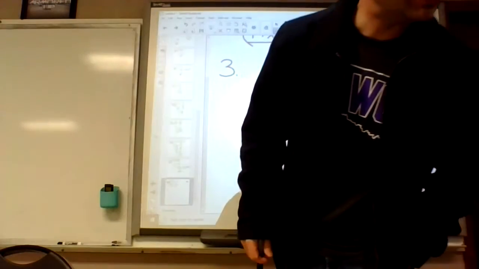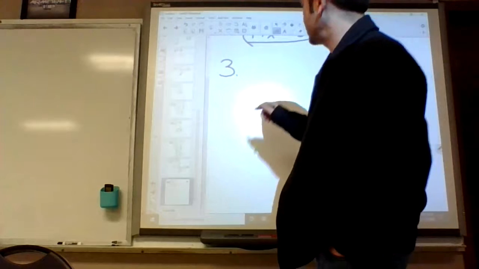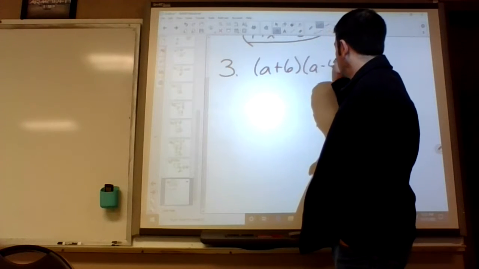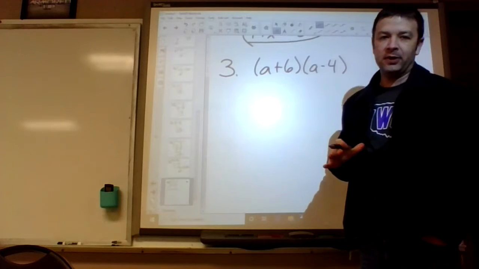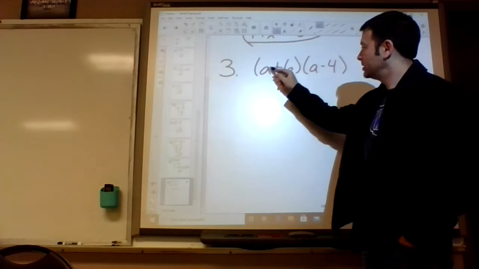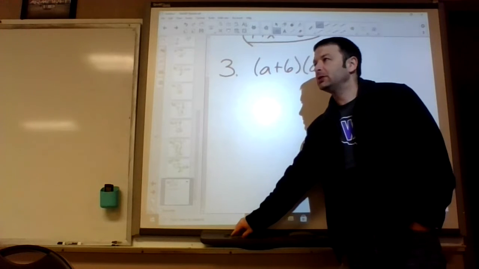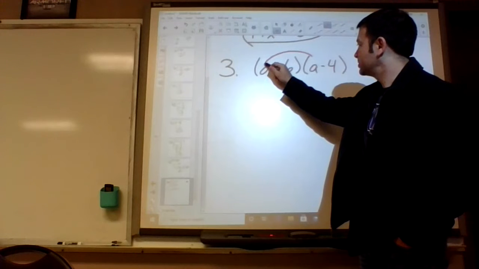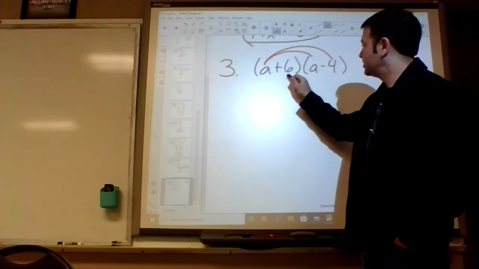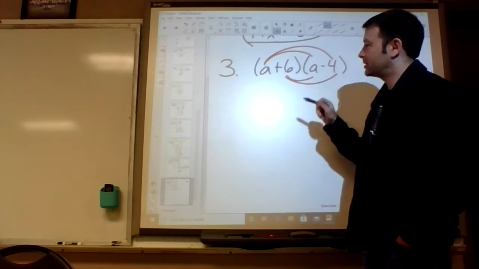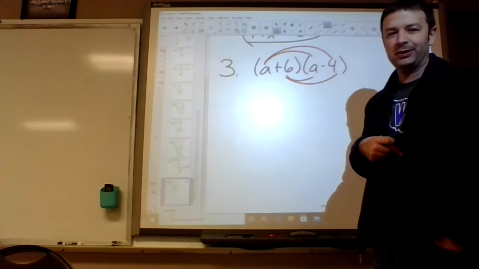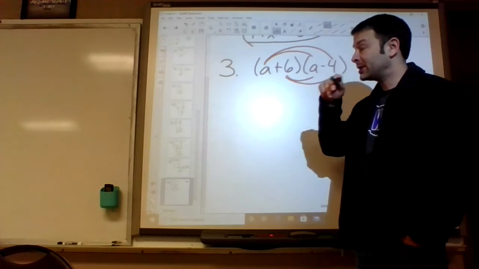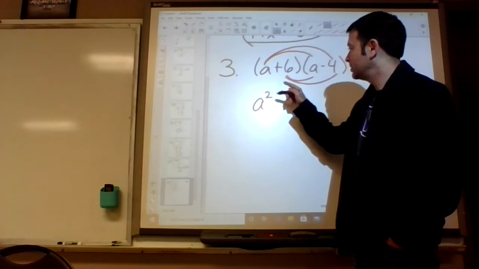Okay, number 3, (a + 6)(a - 4). This is kind of like the distributive property, but it's a double distributive property. We call these FOIL problems. First, outside, inside, last. Multiply all 4 of those pairs. I'll give you your answer. The first is a times a, the first in both sets. a times a is a squared.